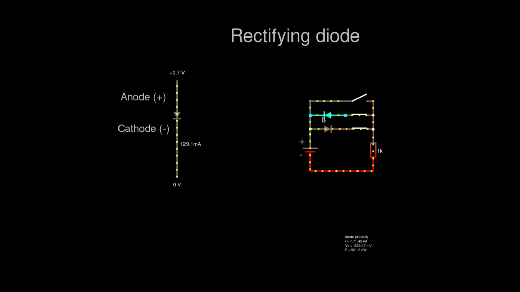So this diode is expecting negative potential on the cathode and positive potential on the anode, which it doesn't receive, so it doesn't conduct. This one does receive it, so it does conduct.